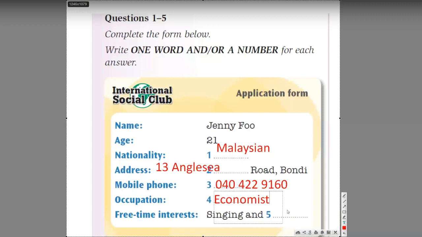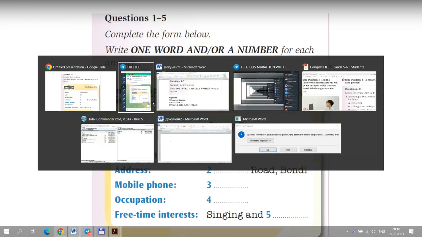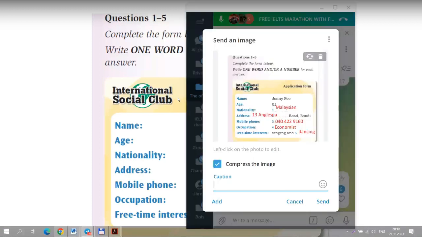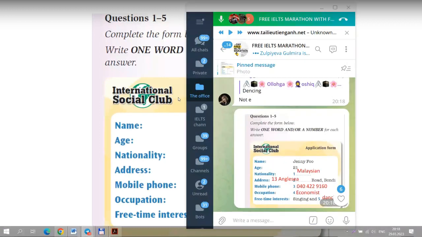So, and her hobbies, singing, and what? What else? Communist. No, she's not a communist. I think she's a capitalist, probably, because she's from Singapore. Oh, it's not Singapore. Kuala Lumpur. So, singing and dancing. So, if you write this, yeah, that's the correct answer. So yeah, these are the correct answers. So, I will just send them to the group. Let me just send it here. So, yeah, you can check the answers.